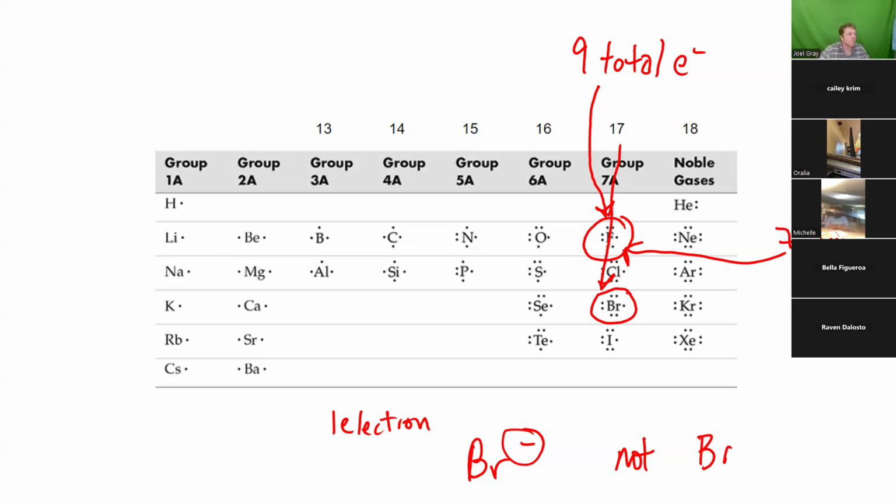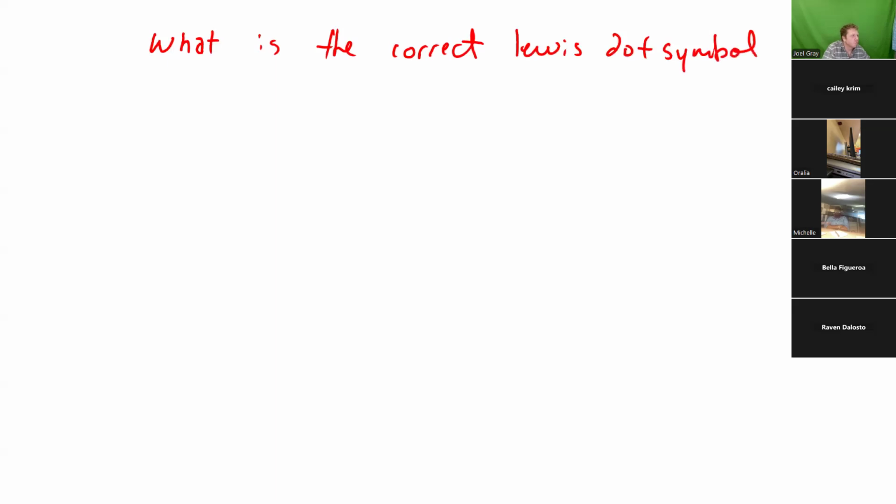So that question, what you might see is, I can give myself a blank page to write on. I could ask a question like this. What is the correct Lewis dot symbol for, let's go with O2 minus? Okay. So I'm going to give you four different options.